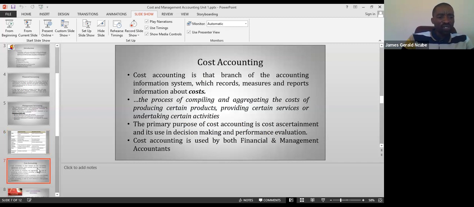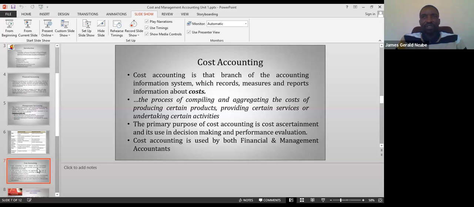Now, we want to look at cost accounting as another branch of the accounting information system. Cost accounting is that branch of the accounting information system which is concerned with recording, measuring, and also preparation of reports about cost. The main concern of cost accounting is cost.